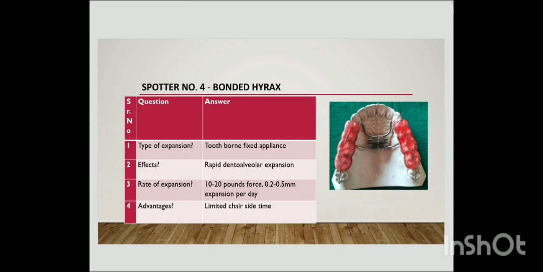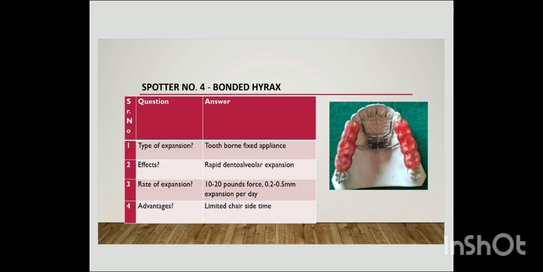Next question is type of expansion. It is a tooth borne fixed appliance. Tooth borne appliance means it allows the force to be applied directly on the tooth instead of tissue. While in the case of tooth and tissue borne appliances, it will allow the force to be applied directly to the tooth as well as to the tissue.